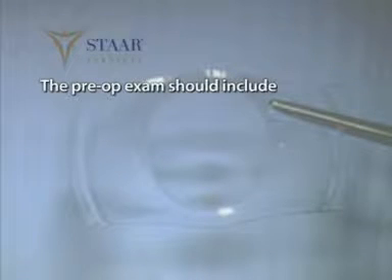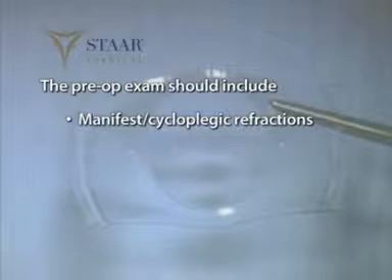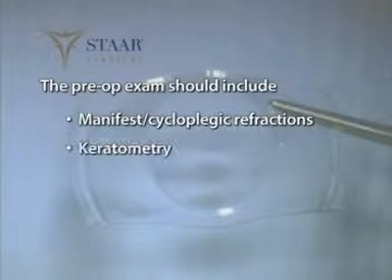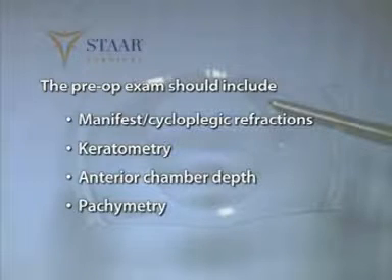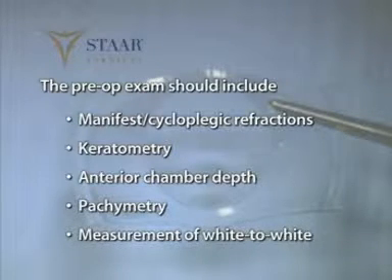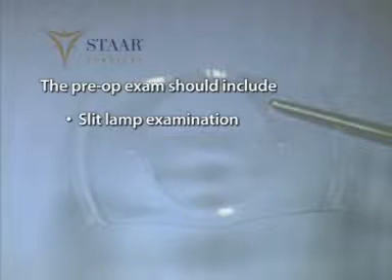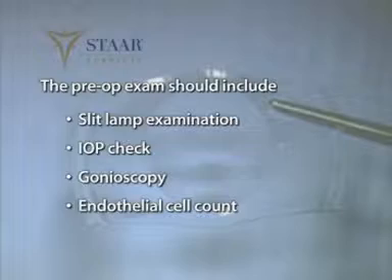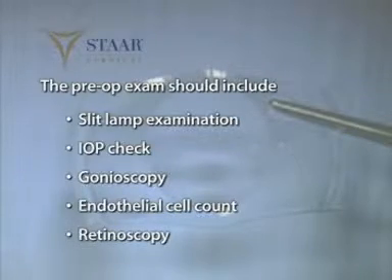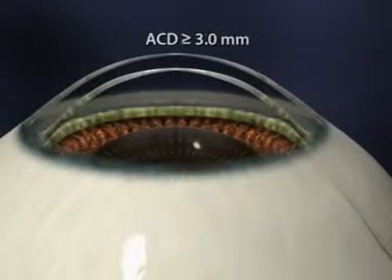The pre-op exam should include the following tests: manifest and cycloplegic refractions, keratometry, anterior chamber depth or ACD, pachymetry, measurement of white to white, slit lamp examination, IOP check, gonioscopy, endothelial cell count, and retinoscopy. A minimum ACD of 3 mm is required.